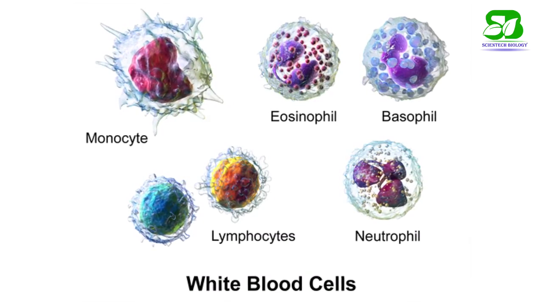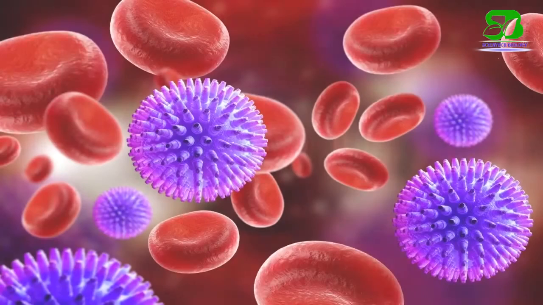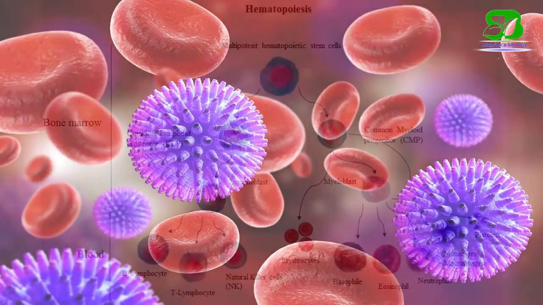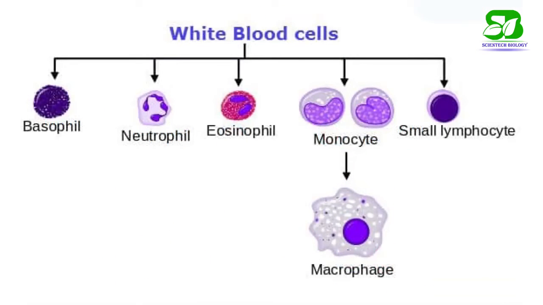White blood cells, also called leukocytes, are the cells of the immune system that are involved in protecting the body against infectious disease. All white blood cells have nuclei and derive from hematopoietic stem cells in bone marrow. WBCs are divided into the 5 main types.